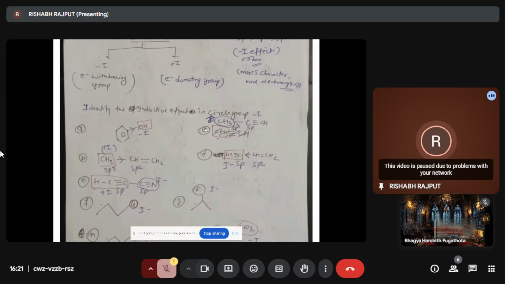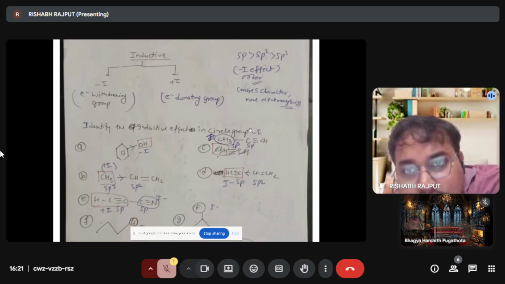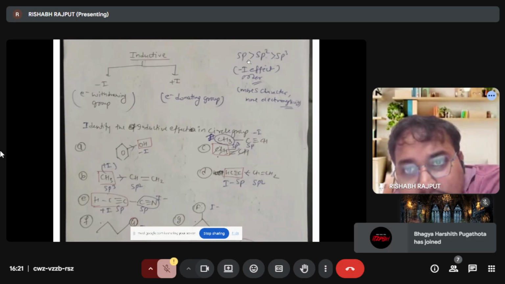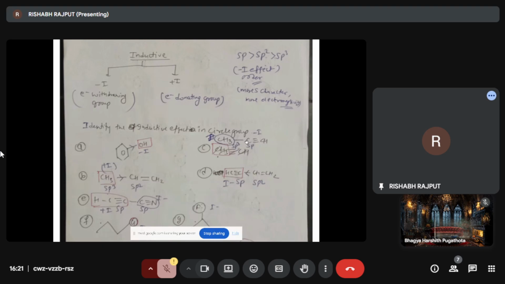If you see in option C, CH3 minus C triple bond CH, this carbon with the triple bond is sp and the CH3 is sp3. So here sp3 has more plus I effect compared to this carbon. Guys, please remember this order of sp3, sp2, sp, then you can solve this question. Because this sp carbon has more minus I effect, this becomes plus I effect, so I'm writing plus I effect here.